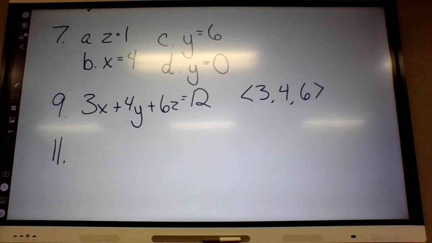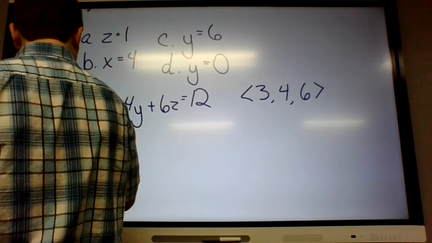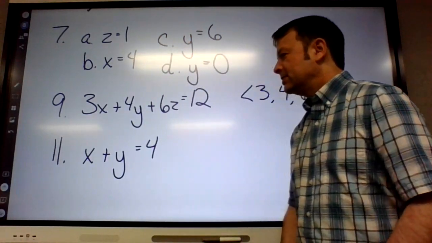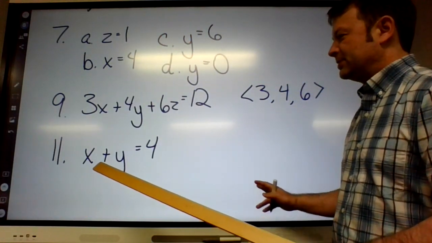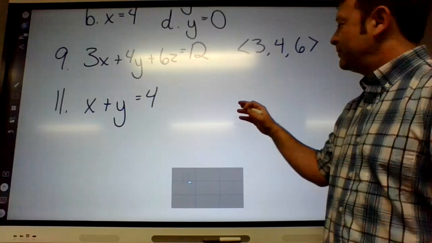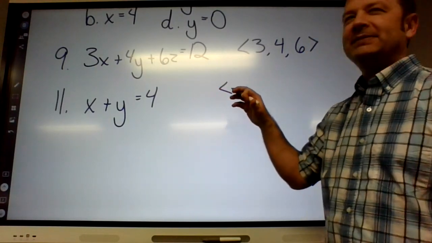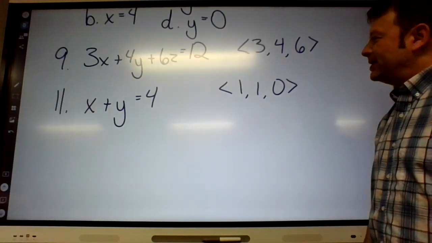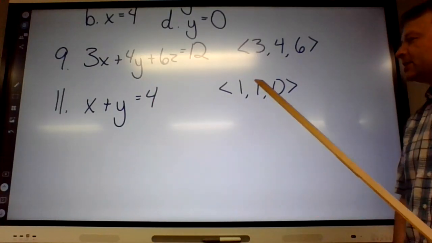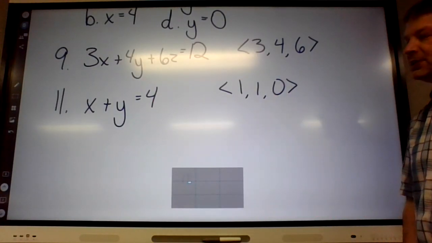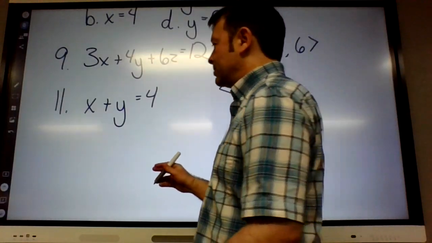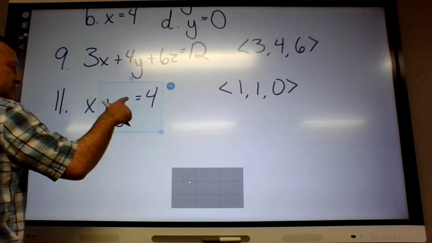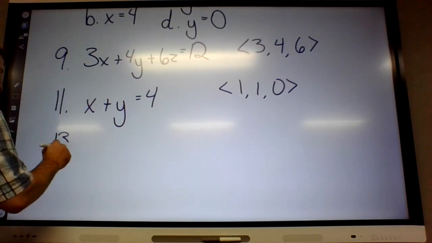Okay, 11 just has x plus y equals 4. So it almost looks like a 2-dimensional equation, but what vector would go through that? 1, 1, 0. Since they didn't have a z, the z coefficient is 0. So 1, 1, 0, because there's no z.